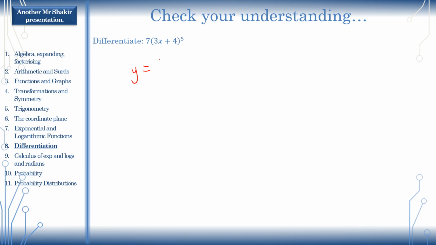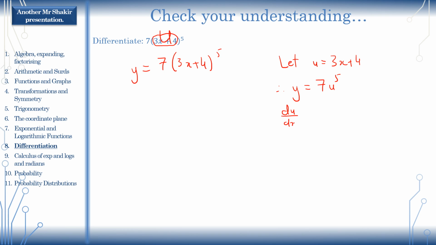So y equals 7 times (3x plus 4) all to the power of 5. So we let u equal the inside bit, and therefore y is equal to 7u to the 5. See, if that's the inside bit and that's u, what do we have? We have 7u to the 5. And then du on dx, I'm going to differentiate u with respect to x, is just 3. And dy on du, we're going to differentiate y with respect to u. 5 comes down, 5 times 7 is 35, and you have u all to the power of 4.